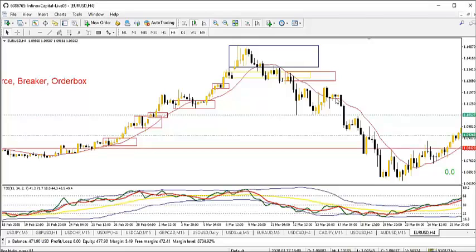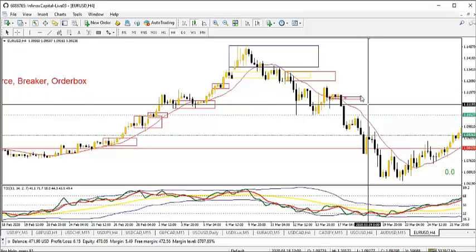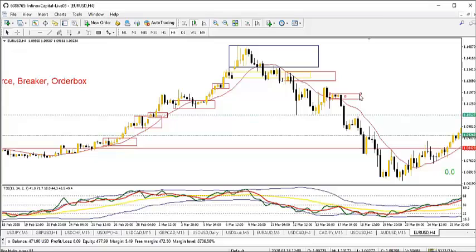Down to this side. So we now have another order box right here. This is the next order box. This one pushed the market down to this point, and then it came back again, and then it pushed it further down. So we have another order box. As long as we are in a bearish order flow, we have no business buying the market.